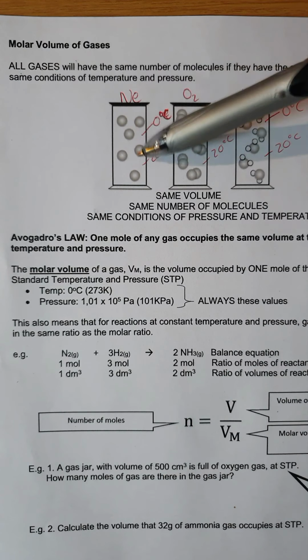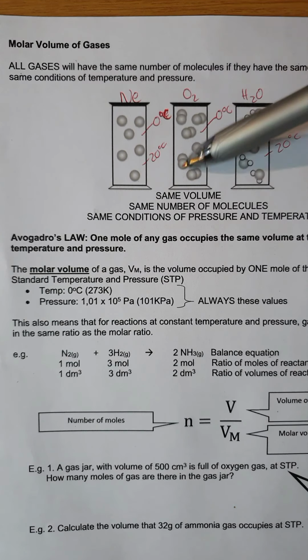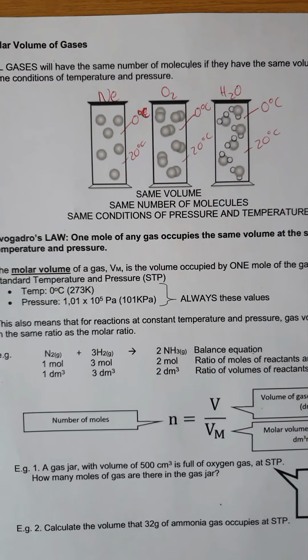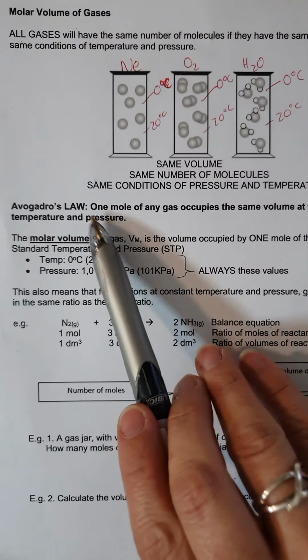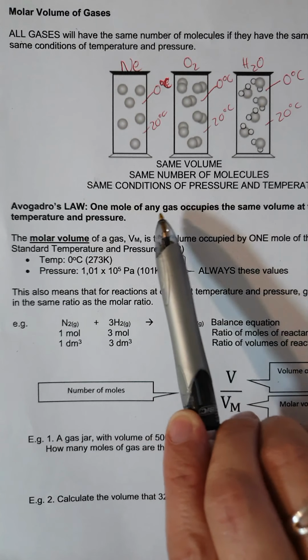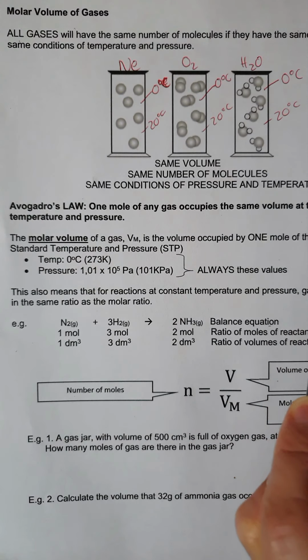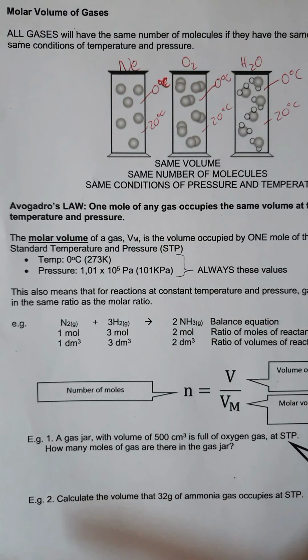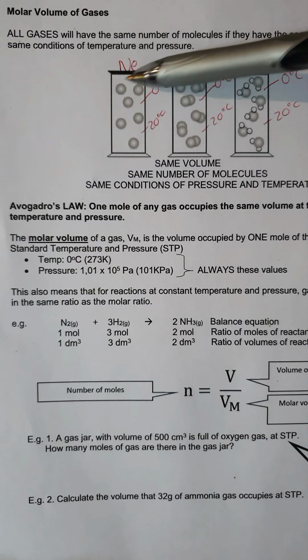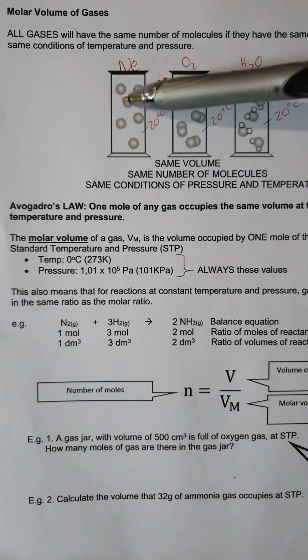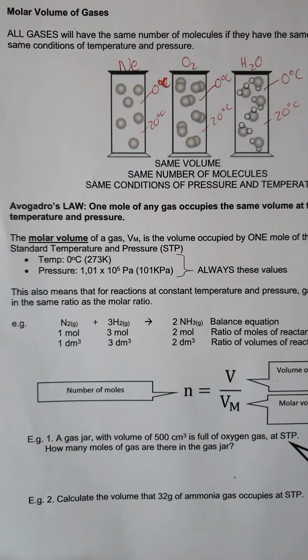And you can see 1, 2, 3, 4, 5, 6 neons, 6 oxygens, 6 waters. Okay, so that is the law. It says here, 1 mole of any gas occupies the same volume at the same temperature and pressure. So now we've taken this and we say, if I have the same number of moles, and I put it under the same temperature and pressure, their volumes would be the same.